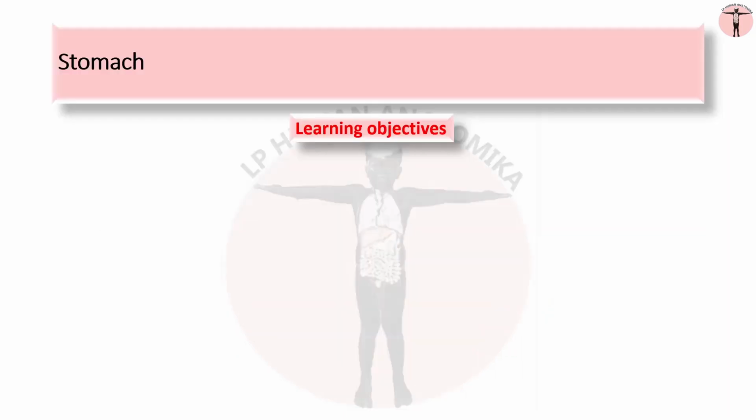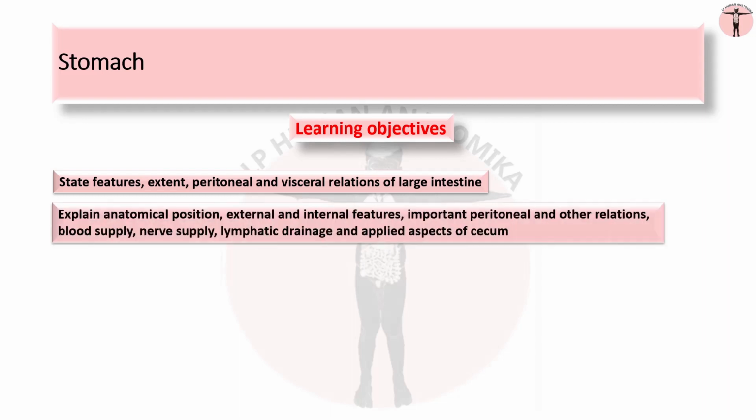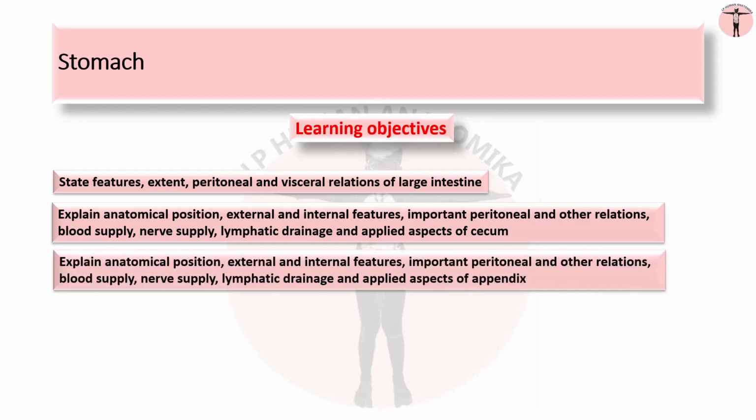The learning objectives of this session are: state features, extent, peritoneal and visceral relations of large intestine; explain anatomical position, external and internal features, important peritoneal and other relations, blood supply, nerve supply, lymphatic drainage and applied aspects of cecum; explain anatomical position, external and internal features, important peritoneal and other relations, blood supply, nerve supply, lymphatic drainage, and applied aspects of appendix; list positions of vermiform appendix.